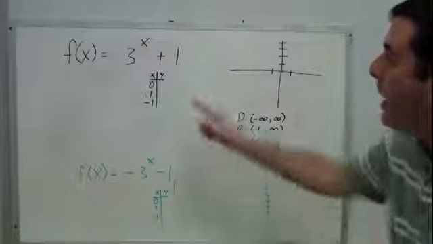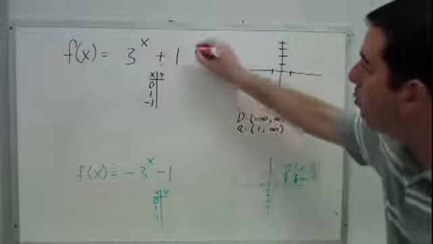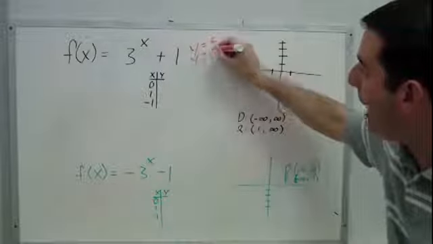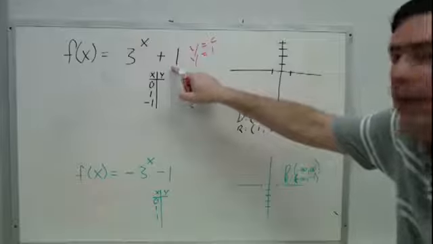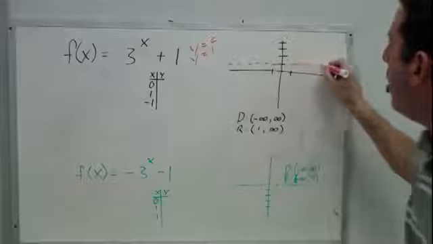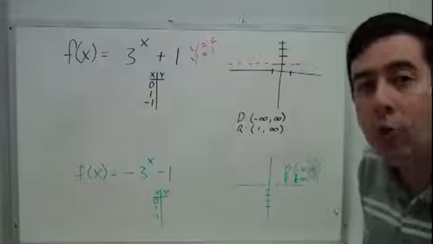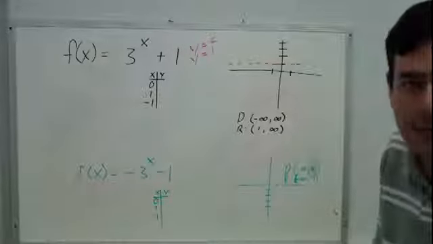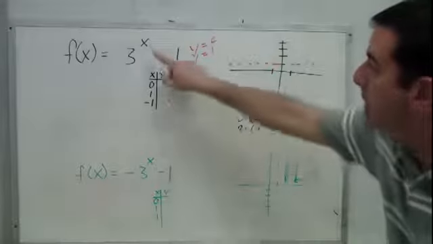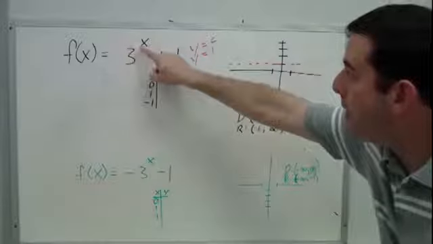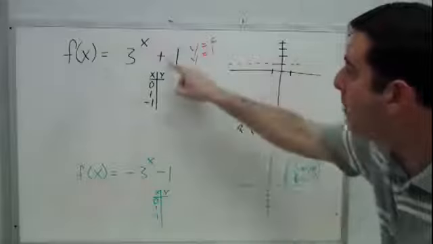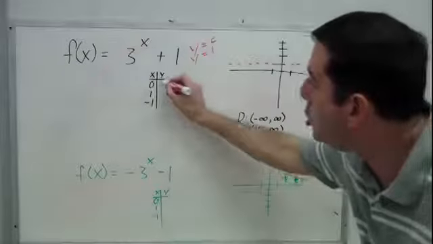For this next one, our horizontal asymptote, remember, is at y equals the constant. This time I do have a constant value at the back. So y equals 1. Here goes our horizontal asymptote. We're going to get really close to that, but we're never going to get to touch it. Now if I just substitute a few things in, putting 0 in for x, 3 to the 0, anything to the 0 is 1, so 1 plus 1 made 2.